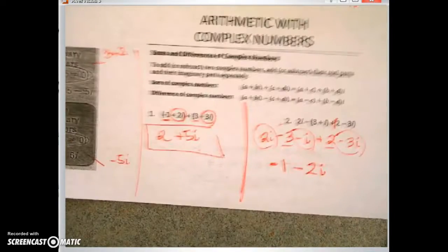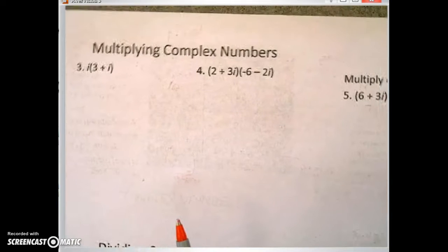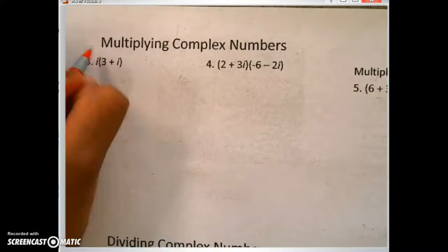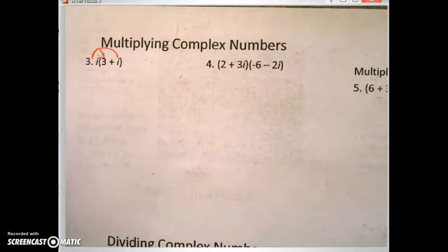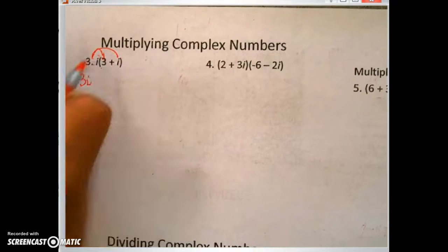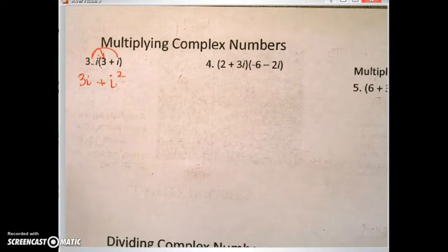Very good. Okay, if you can flip your page over, we're going to talk about multiplying complex numbers. Not complicated, it's kind of what you've done before. So think about it. In your past, you would have distributed first. So i times 3 is 3i. i times i is positive i squared. In the past, you'd be done because you couldn't do anything else.